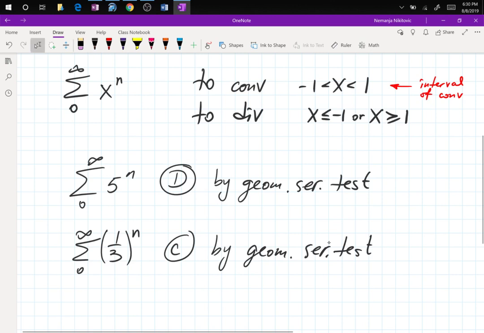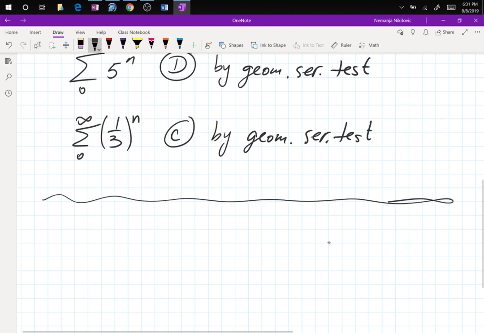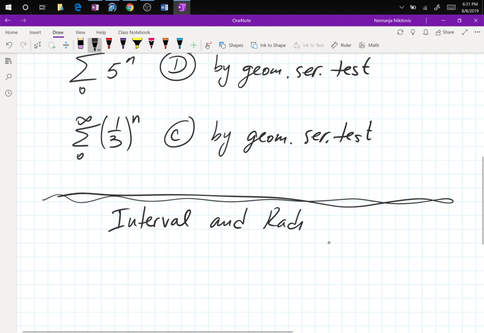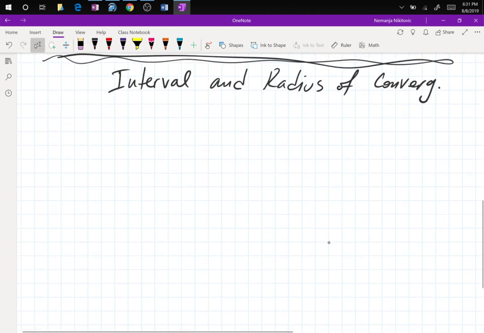So when you get a power series, you get to ask yourselves, what values of x would make that series converge, and what values of x would make it diverge? And you don't want the divergent ones. You just want the convergence, right? So we are talking about interval and radius of convergence of power series.